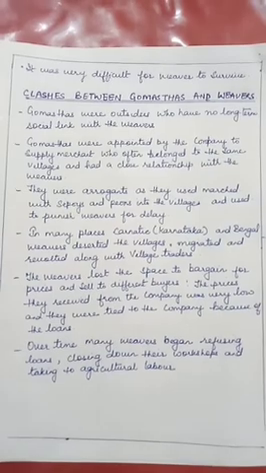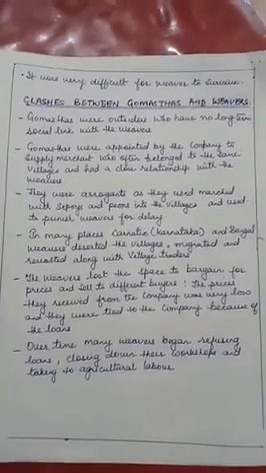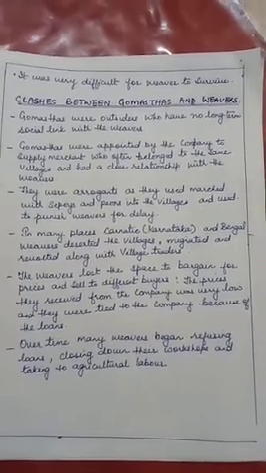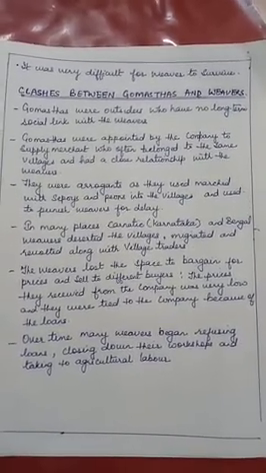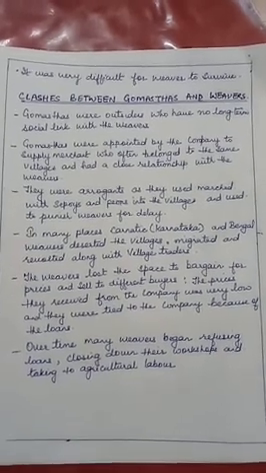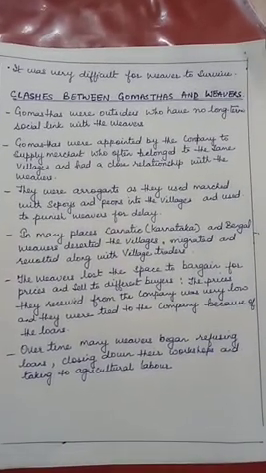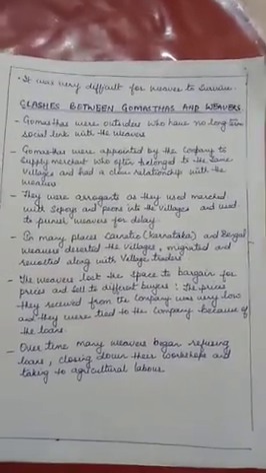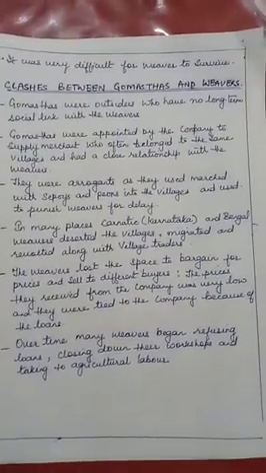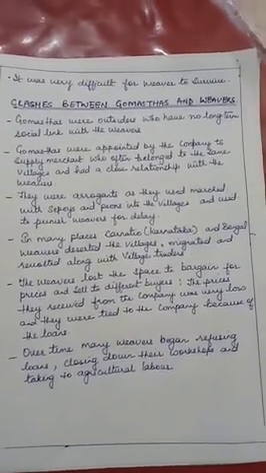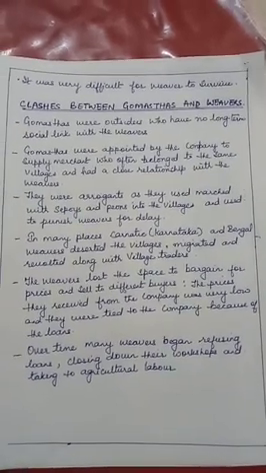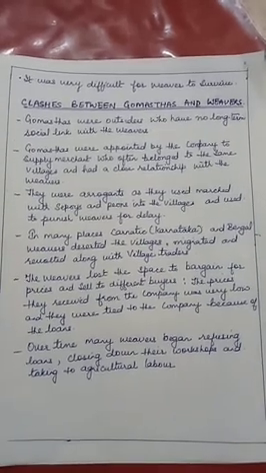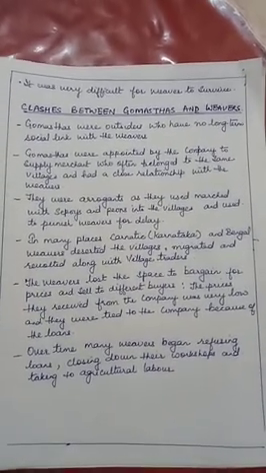Gomastas were outsiders who had no long-term social link with the weavers. Supply merchants, appointed by the company, often belonged to the same villages and had a close relationship with the weavers, whereas Gomastas were outsiders. They were arrogant and they used to march with sepoys and peons into the villages and punish weavers for delay. In many places, that is Karnataka and Bengal, weavers deserted the villages, migrated and revolted along with village traders.